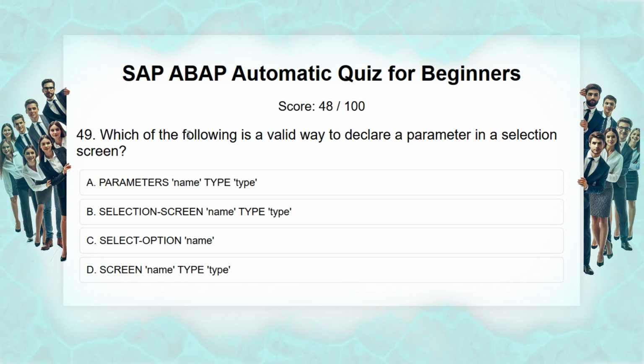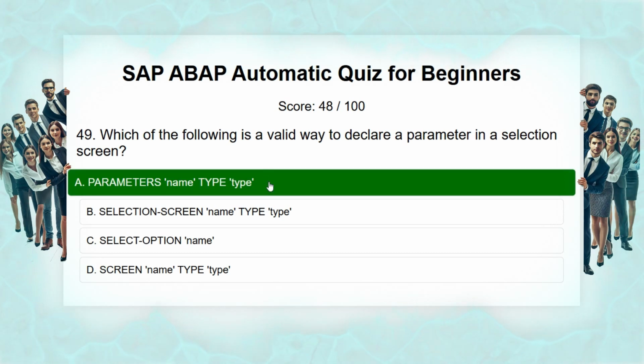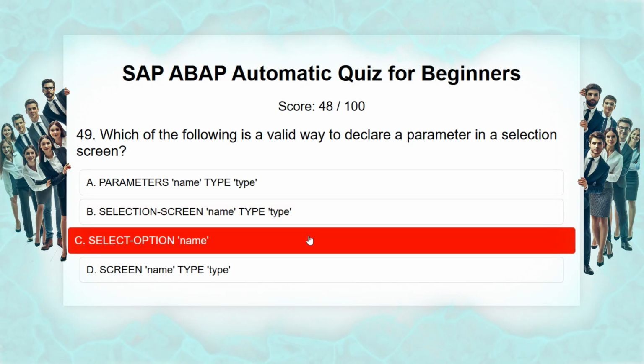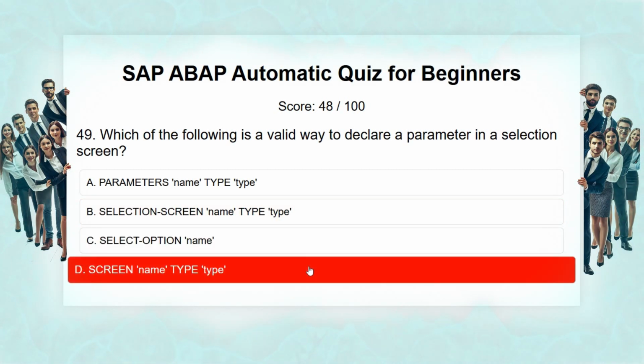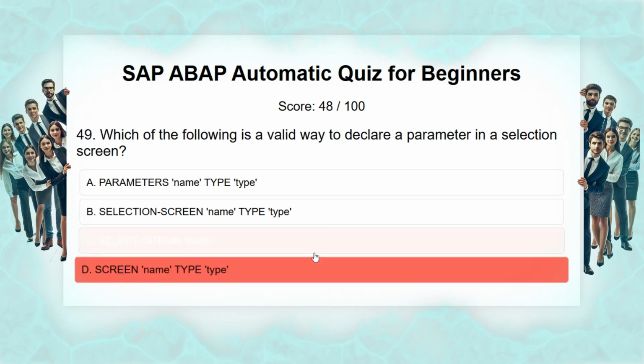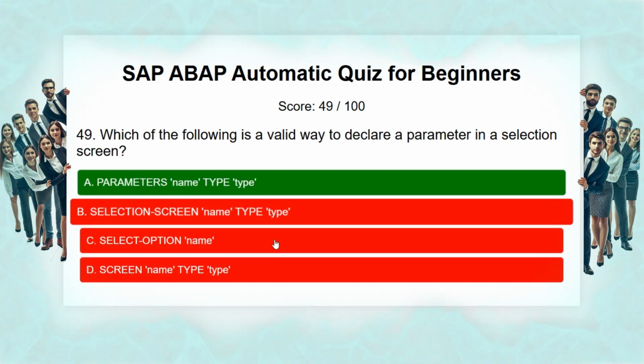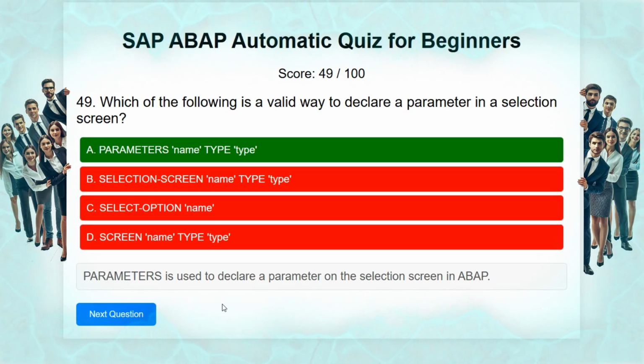49. Which of the following is a valid way to declare a parameter in a selection screen? A. Parameters name type type. B. Selection screen name type type. C. Select option name. D. Screen name type type. Correct answer. Parameters is used to declare a parameter on the selection screen in ABAP.